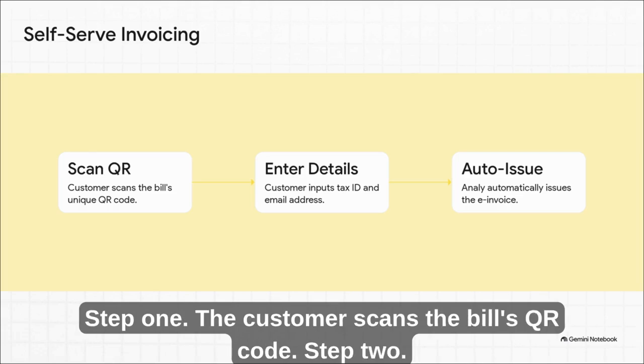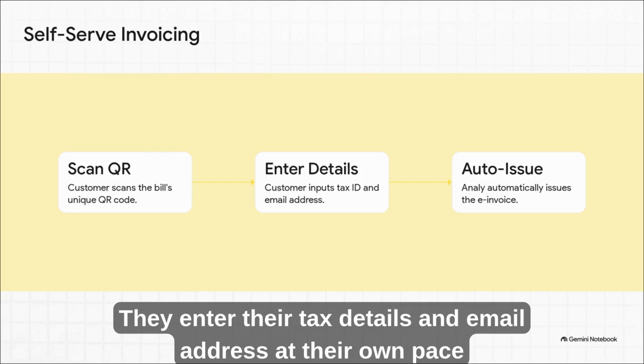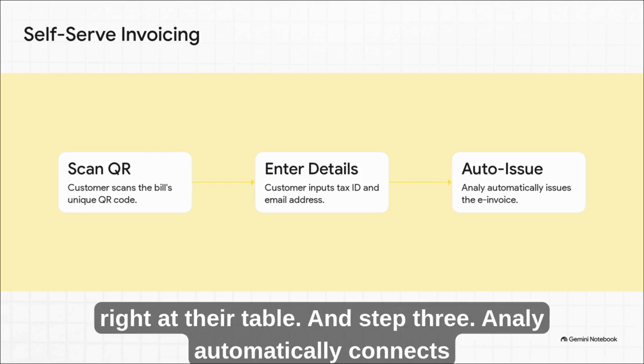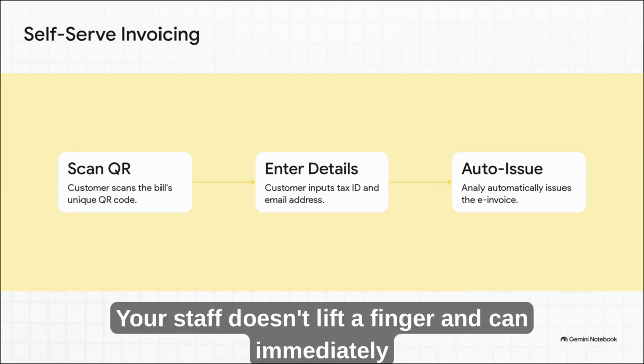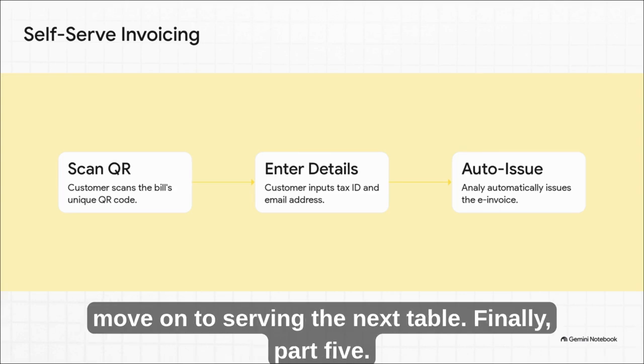Step 1, the customer scans the bill's QR code. Step 2, they enter their tax details and email address at their own pace right at their table. And Step 3, Angeli automatically connects with the tax system and shoots the e-invoice directly to their email. Your staff doesn't lift a finger and can immediately move on to serving the next table.